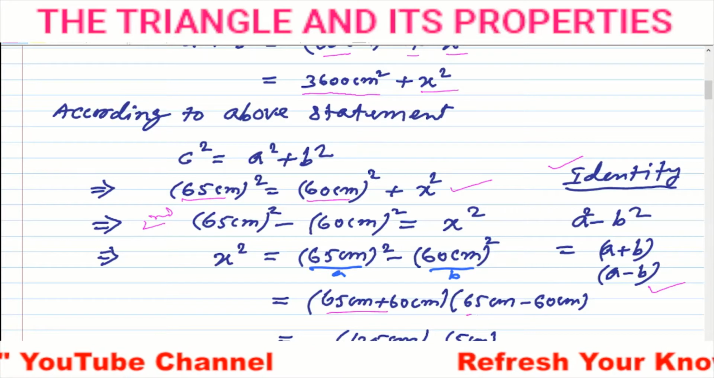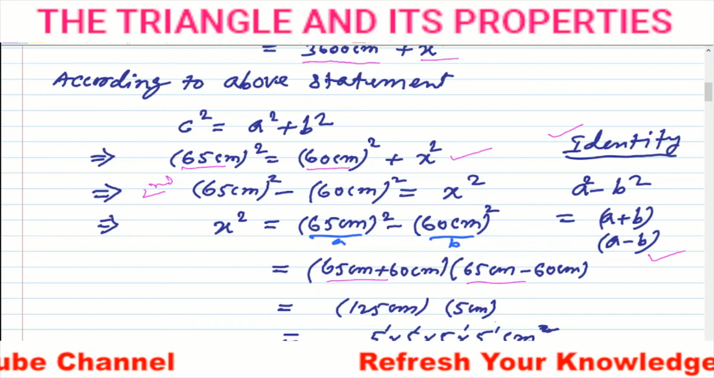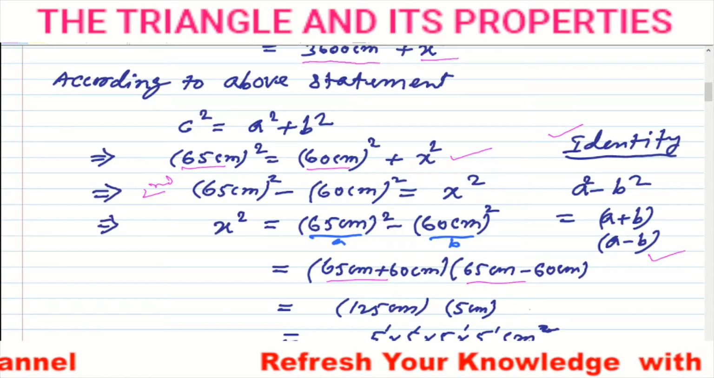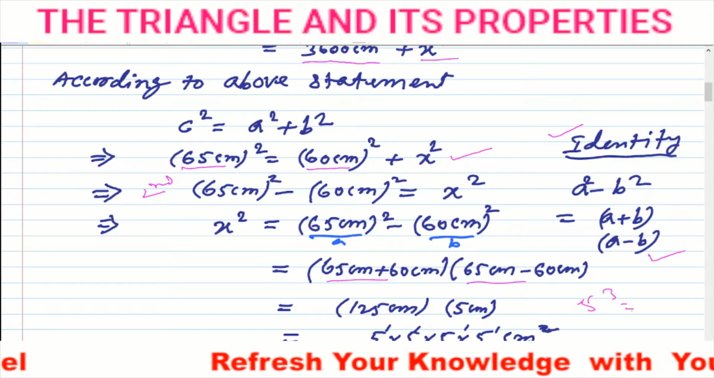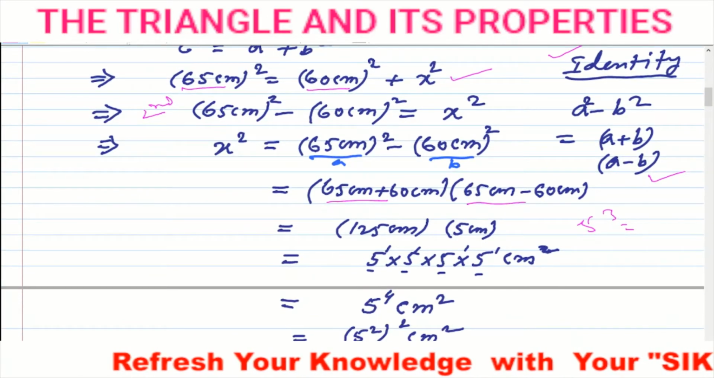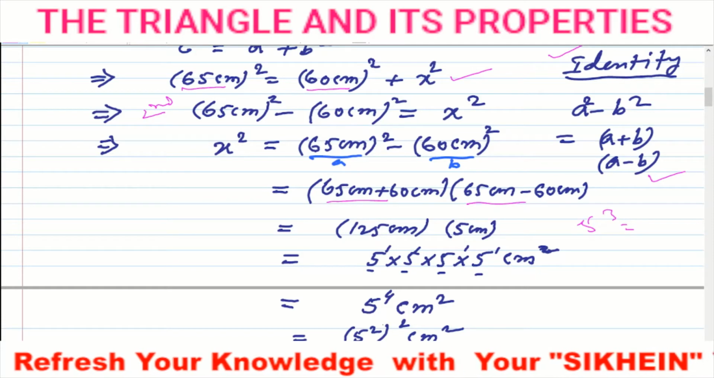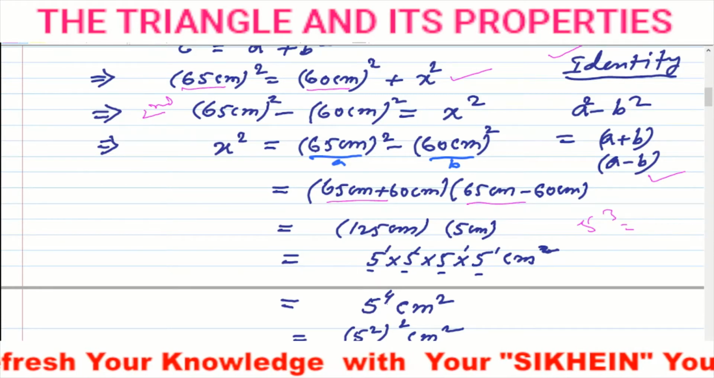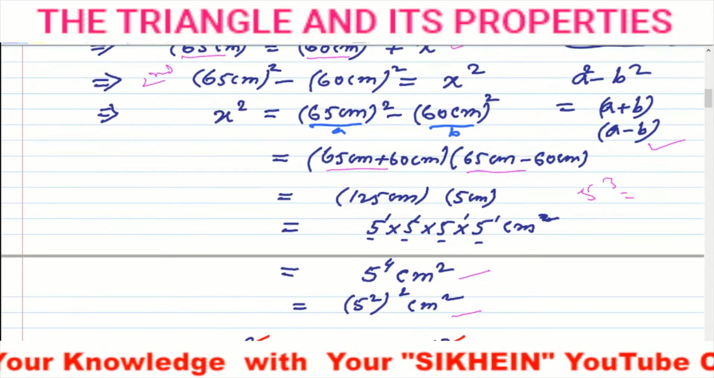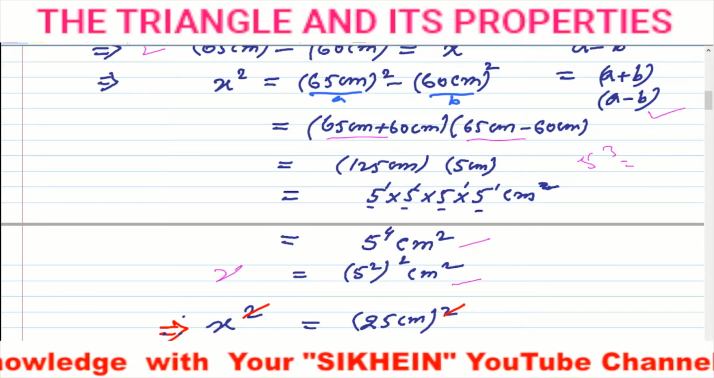After putting, we get 125 centimeter into 5 centimeter, and 125 centimeter we can write as 5 cube, right? So we have written it like here. So 5 power 4 centimeter square. Again we will write 5 square whole square. That is x square, right?